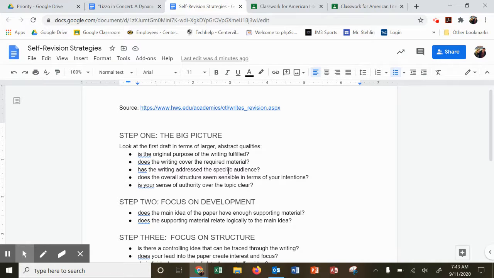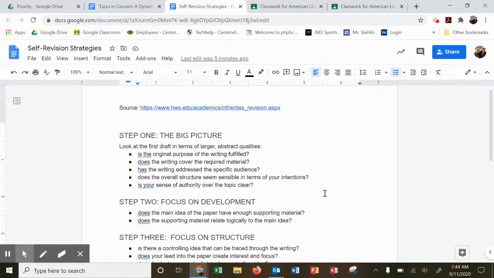Has the writing addressed the specific audience? Remember, you're writing for an audience of Teen Ink, right? This is young adults like yourself who have not yet read the book, right? So you want to try to influence people who think and speak and understand literature the same as you. Right? Does the overall structure seem sensible in terms of your intentions?